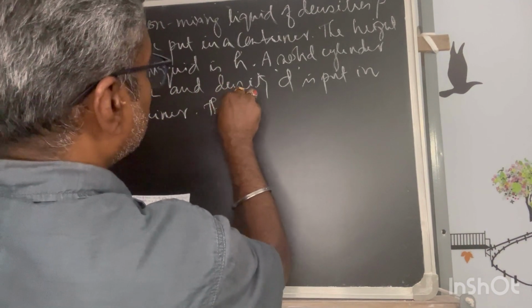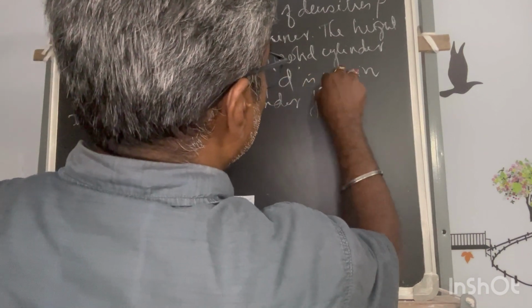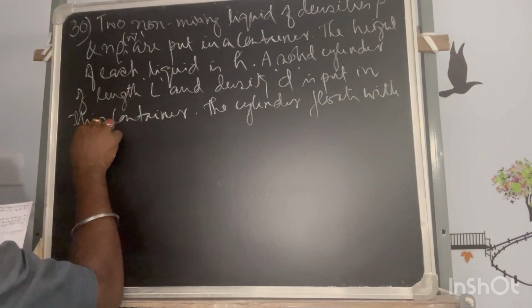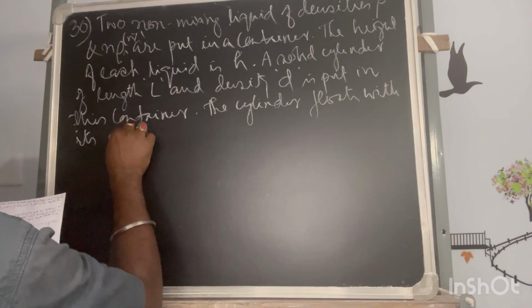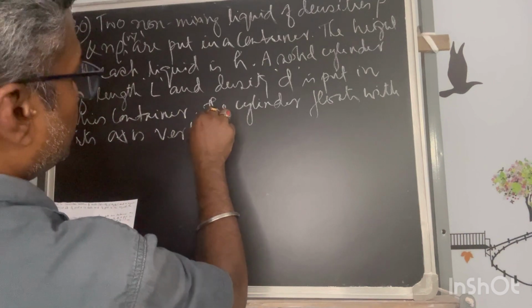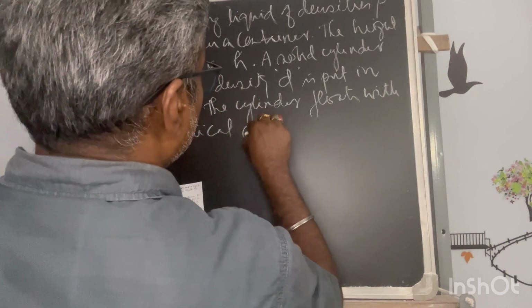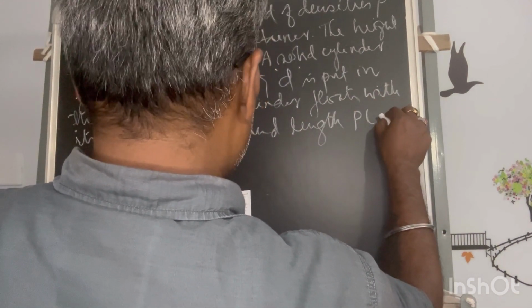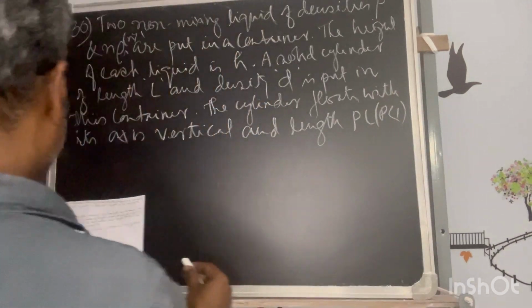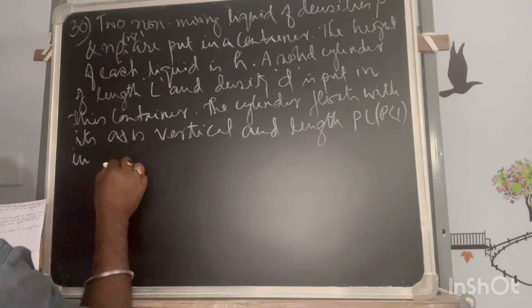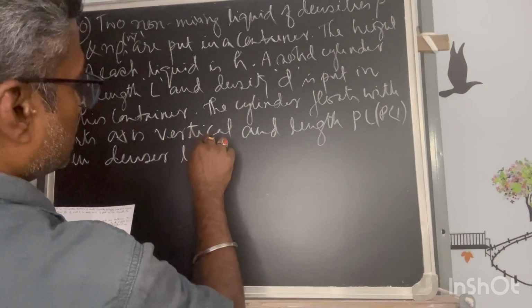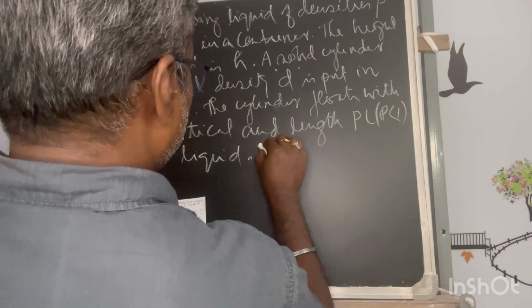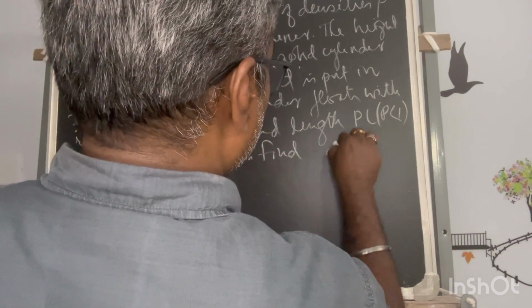The cylinder floats with its axis vertical and length PL, where P is less than 1, in the denser liquid. Find D.